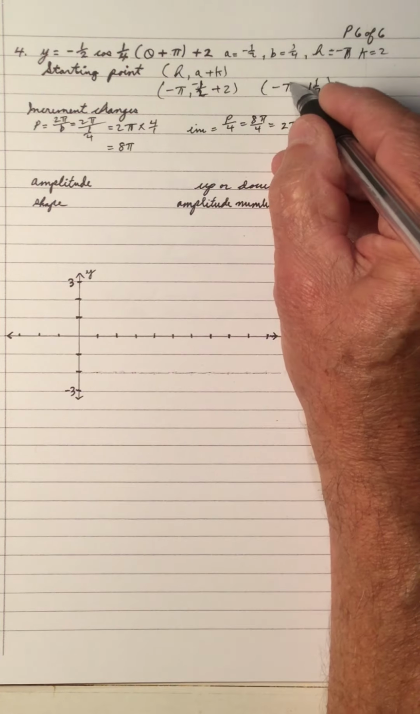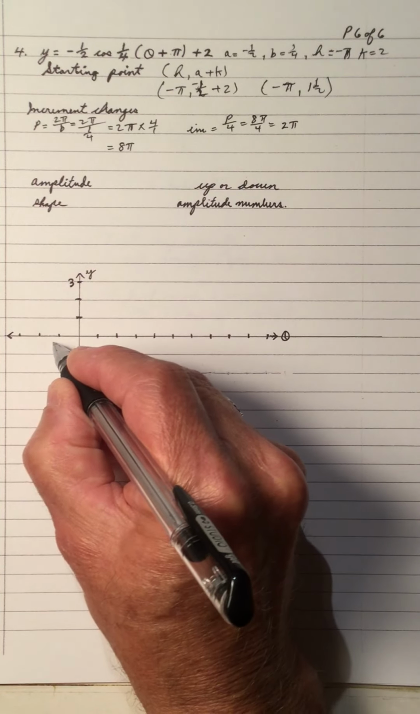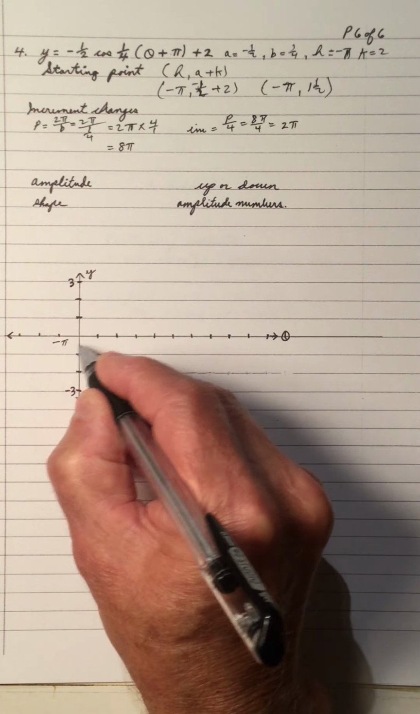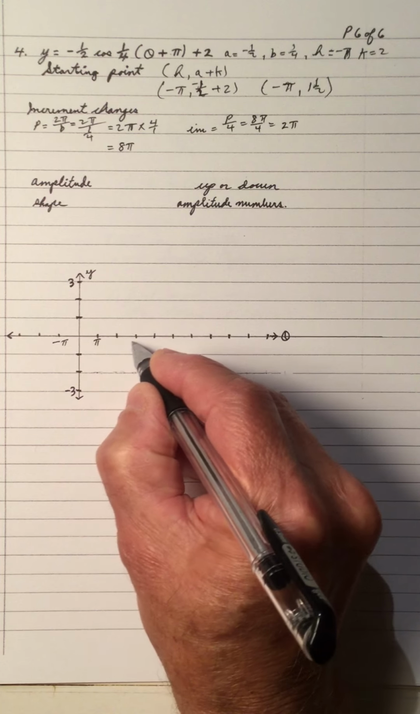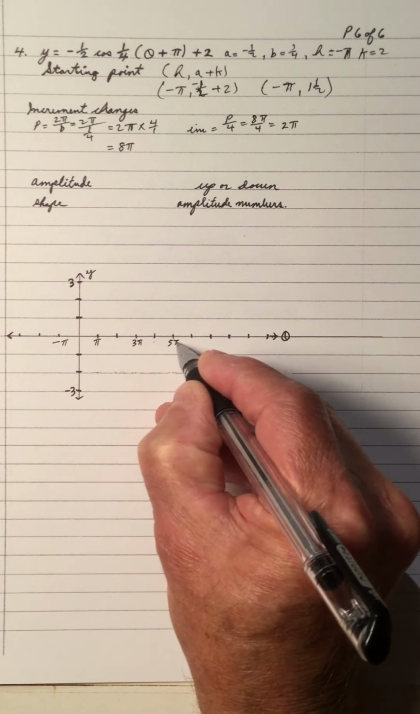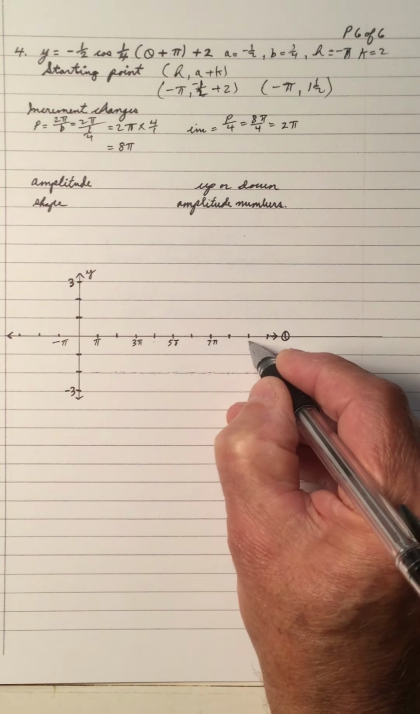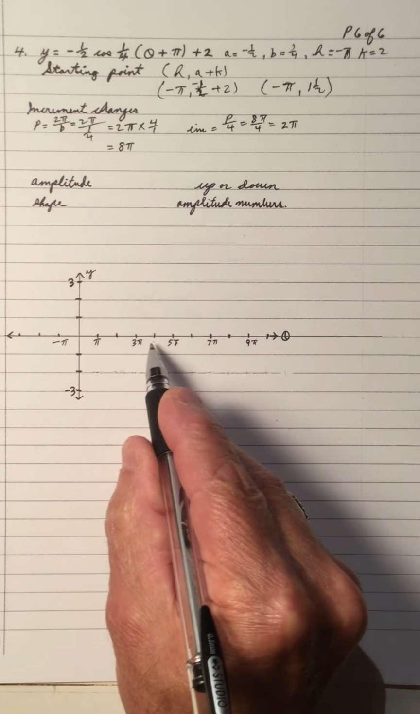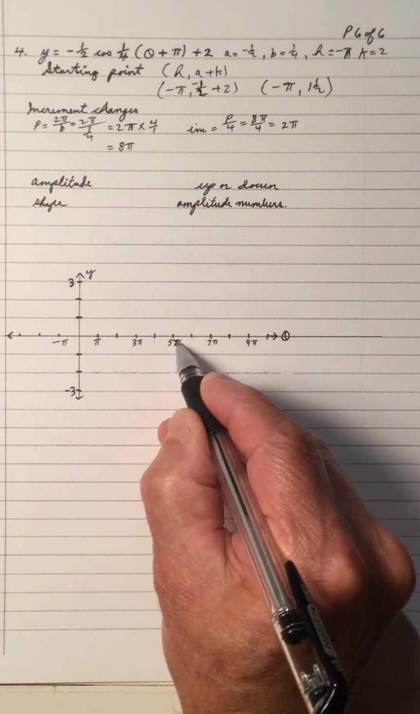Starting off at negative pi, you got to be careful. So these are all pi's going up by 2 pi. This is negative pi. That's pi, that's 3 pi, that's 5 pi, 7 pi, and 9 pi. Make that pi's now.